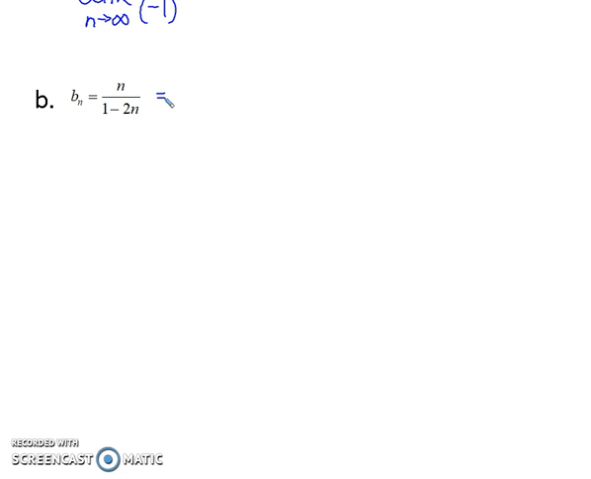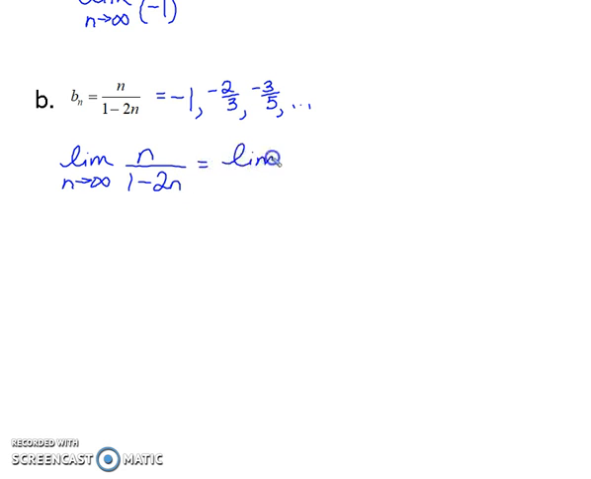So if we substitute a 1 in, we get negative 1, and then with 2 we get negative 2/3, and with 3 we get negative 3/5. So it looks like they're not doing anything wild and crazy, so this guy most likely will converge. But the question is, what does he converge to? So again, since it's a limit to infinity, we can do n behavior model. So this would be the limit as n goes to infinity of n over negative 2n, which is negative 1/2.